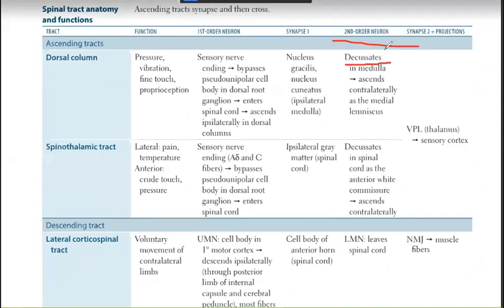Now the level of decussation is different in different tracts. For example, if you're talking about the dorsal column, it decussates in the medulla oblongata. When I'm talking about the spinothalamic tract, the one that deals with pain and temperature, crude touch and pressure, that decussates in the spinal cord at the anterior white commissure, just like I'm telling you right now. So the level of decussation is different. When it's decussating in the medulla oblongata, it's decussating in the reticular formation of the medulla oblongata. So make these things clear.